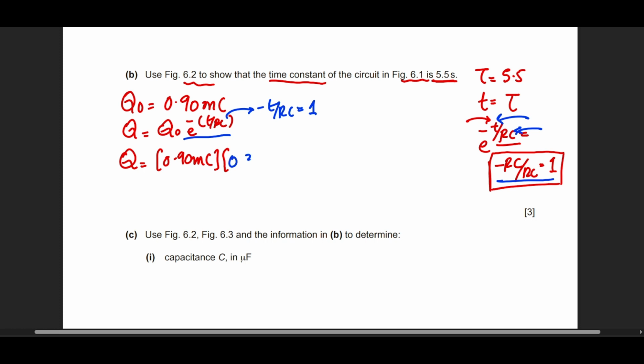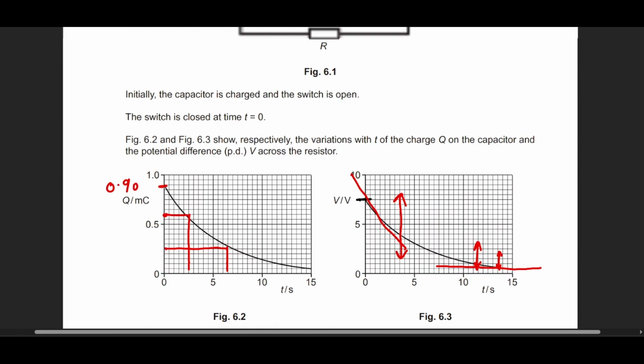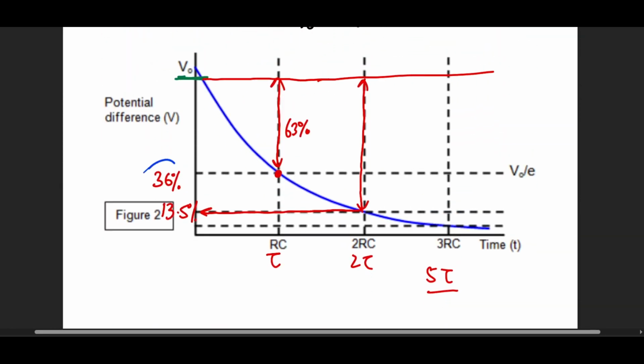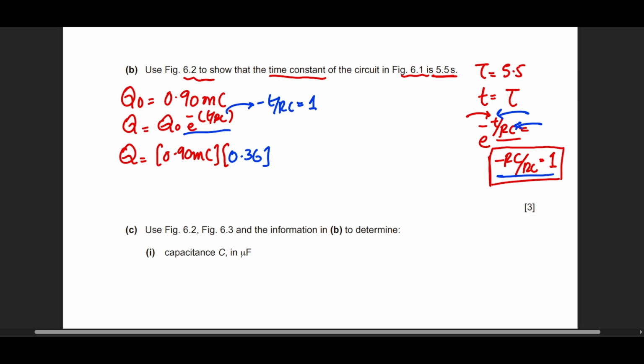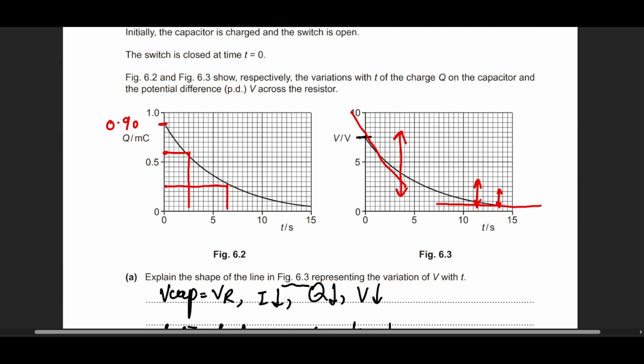So this becomes 0.36. And you can see this from the falling discharging graph over here. There is a 36% current voltage and 63% drop. So the current voltage that we are going to have, or the current charge that we're going to hold, is only 36% of its original value. So the current charge comes out as 0.33 millicoulombs.